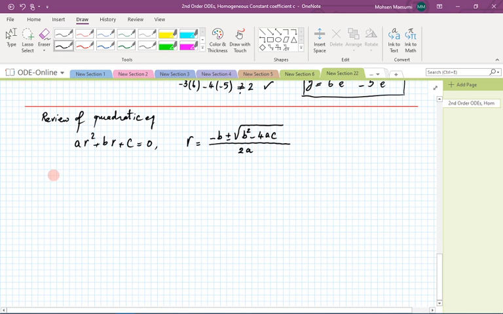So first of all, we make a letter to indicate what is inside the radical. Typically, that is shown by a delta and has a name for itself. It's called discriminant.